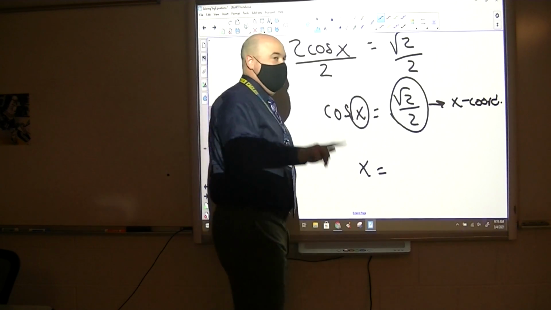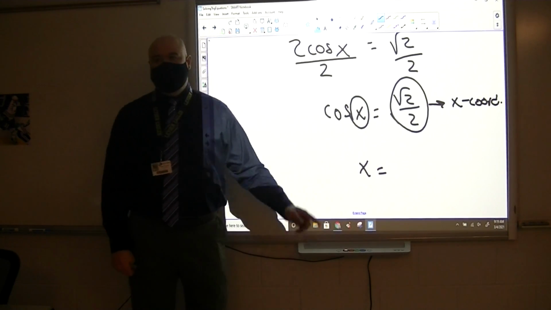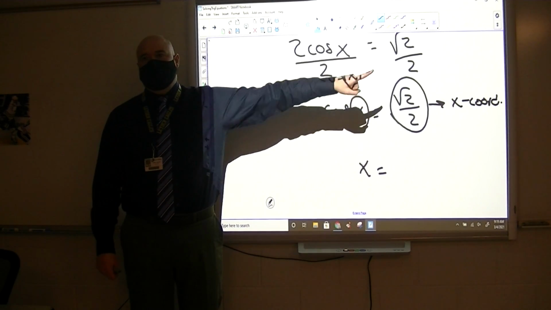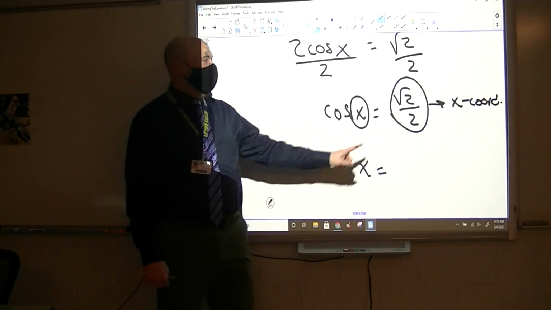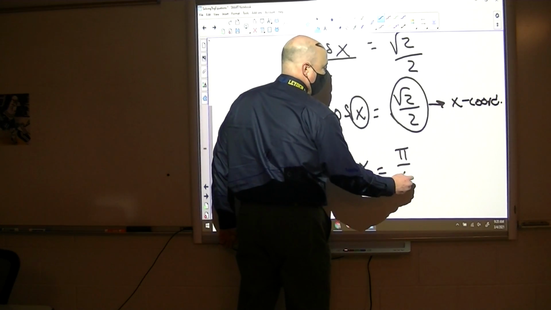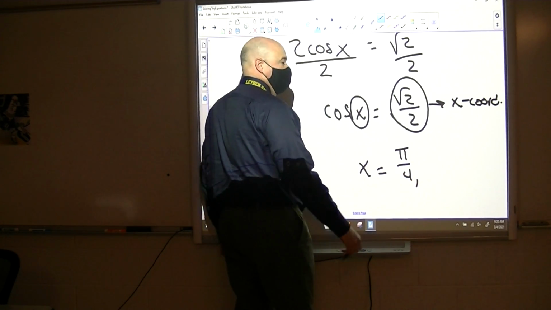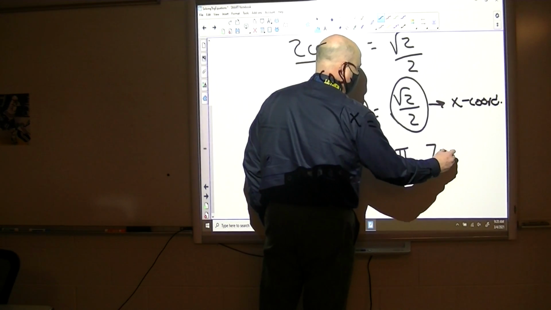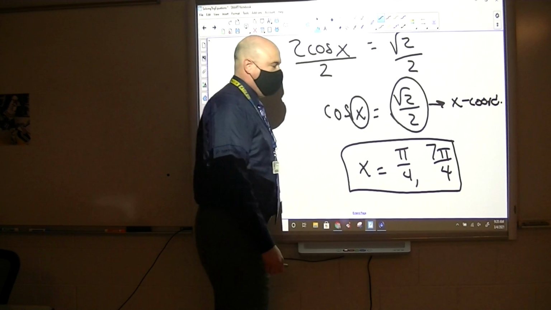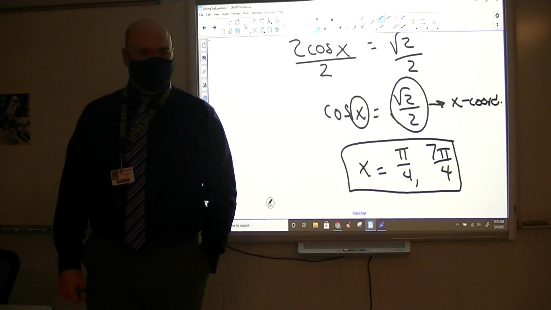And there are two angles that have that x coordinate. Positive x coordinates are in quadrant 1 and in quadrant 4. So find the radical 2 over 2 in the x coordinate. In quadrant 1, that's pi over 4. And in quadrant 4, that's 7 pi over 4. Now, I have to add something to this one.